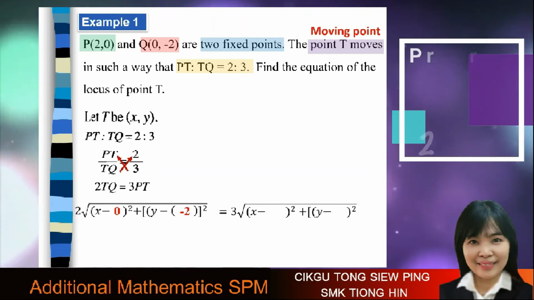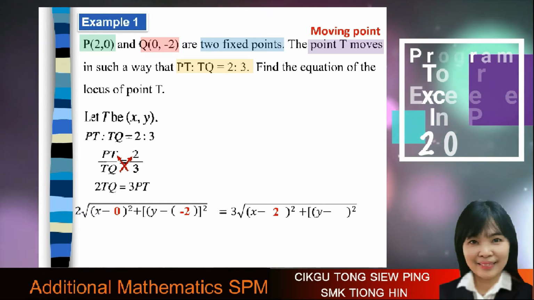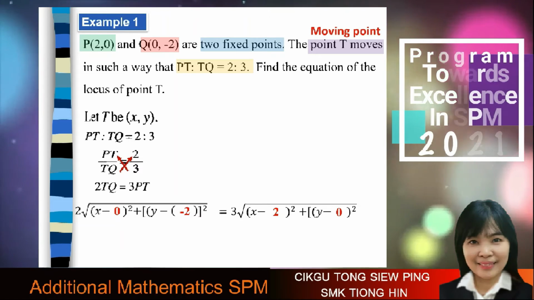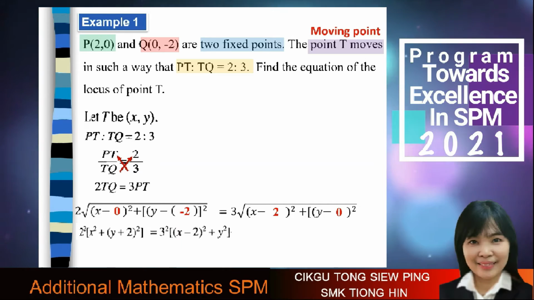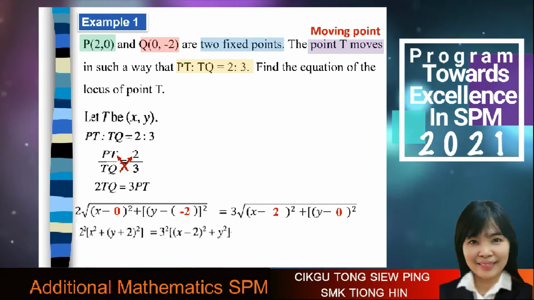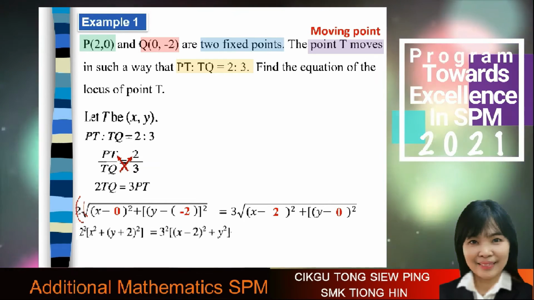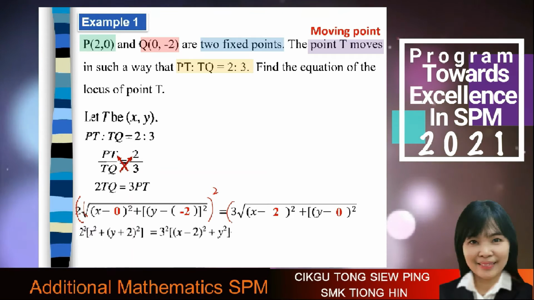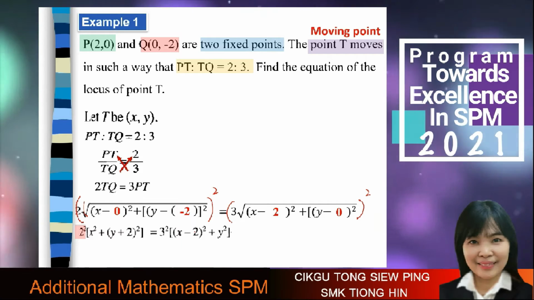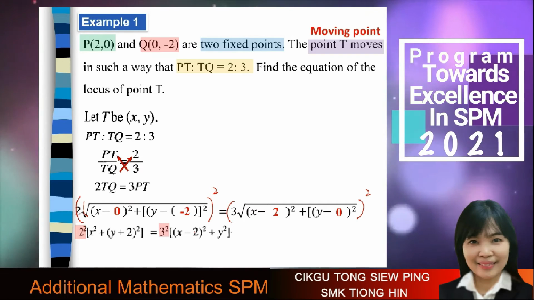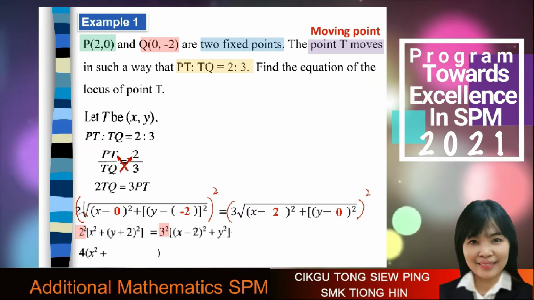Whereas for the right hand side, we substitute in the coordinates of P. That is x equal to 2, y equal to 0 into the distance formula. Then we square both sides to eliminate the square root. When you do so, please make sure that you square the number 2 here and also the number 3 here. So when you square the number 2 here, you get 4.